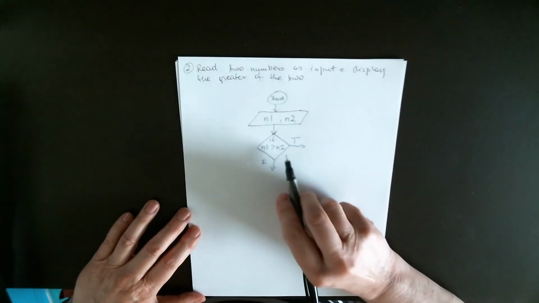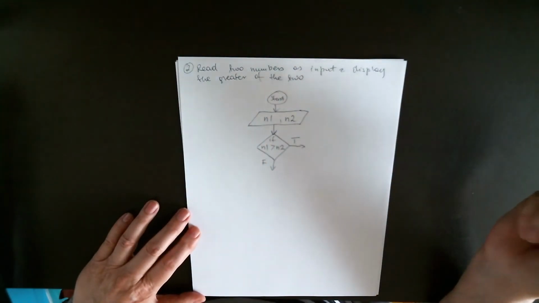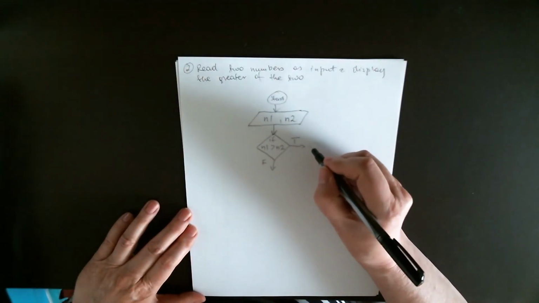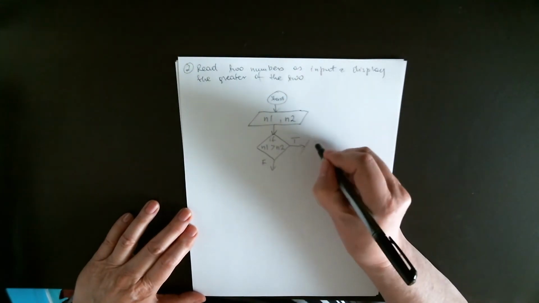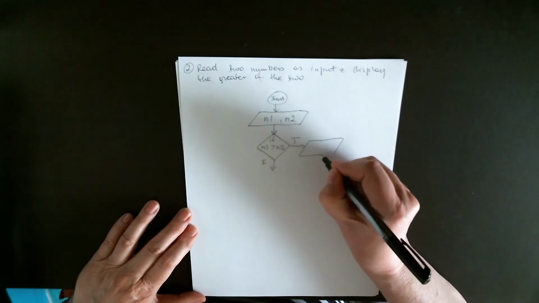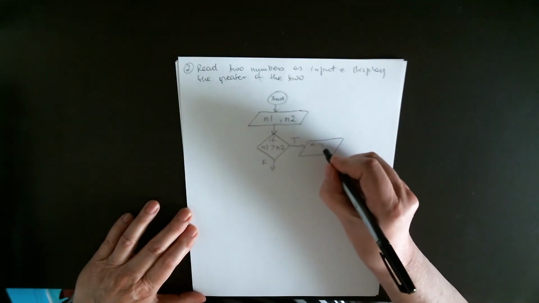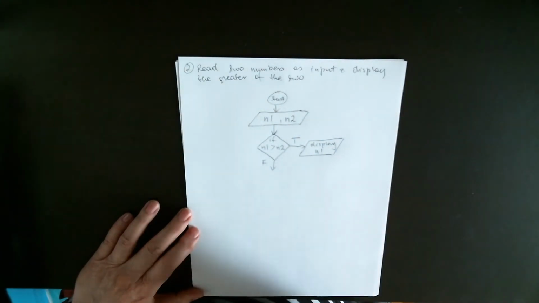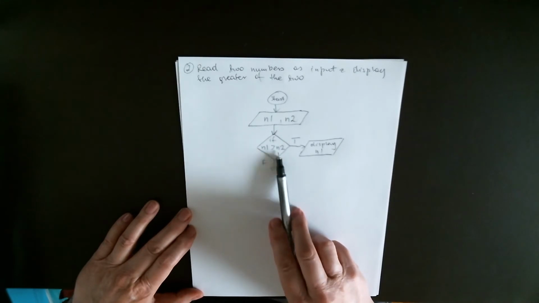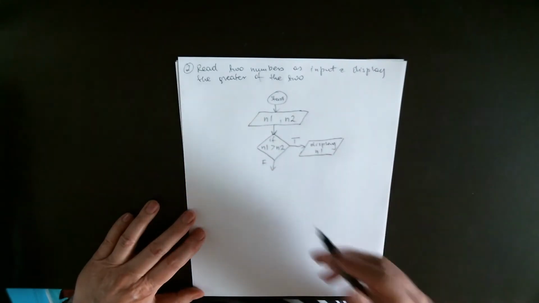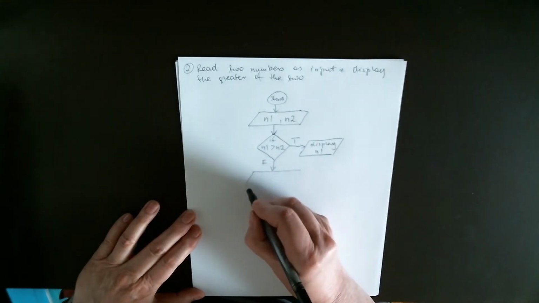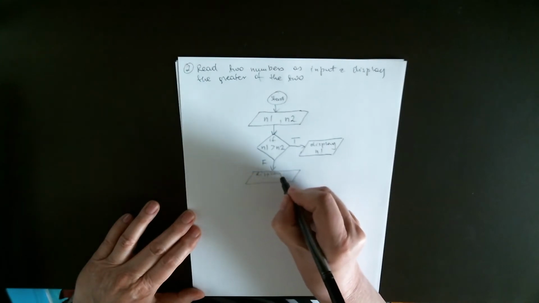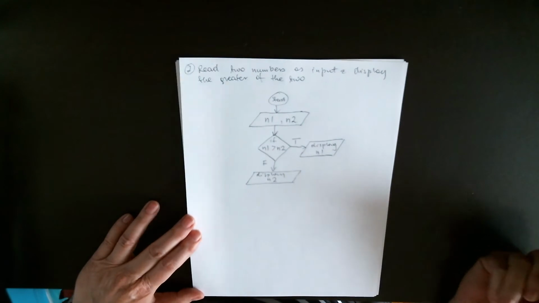If n1 is greater than n2, guess what? We are going to display n1 because that means it's the greater one. All right, what's the shape to display? Yep, parallelogram. Here it is. And we are going to say display n1. Very good. Now, what if it is false? What if number 1 is not greater than number 2? Well, what does it tell you? That the number 2 must be the greater one. So we display number 2. Excellent.